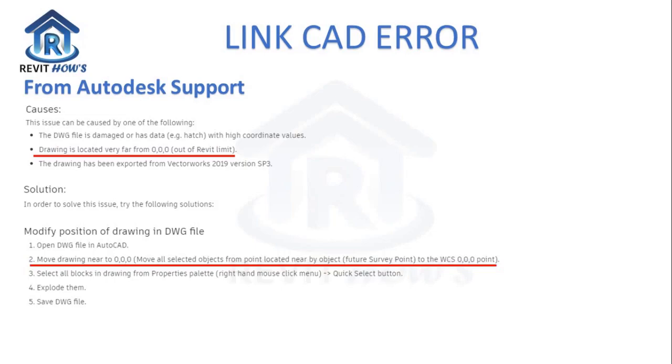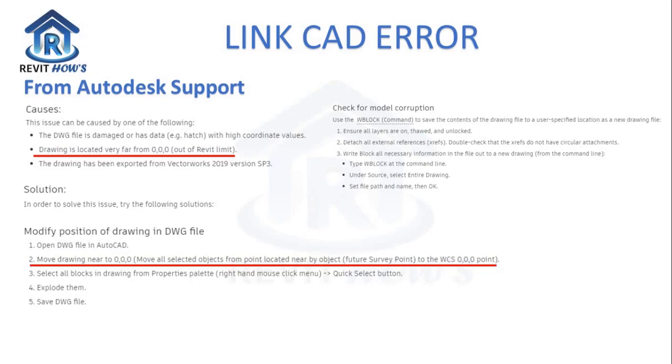Though I did this to his file, when I inserted it back to Revit, it still didn't come through properly. There are still some elements that are missing. So probably this is also a cause of the error. Probably the file was corrupted. What Autodesk suggests is to save the file as a new drawing file, and it suggested using the wblock command to save as the new file.